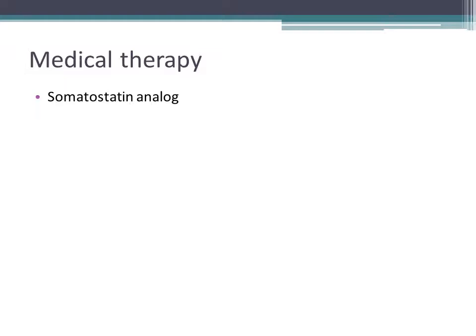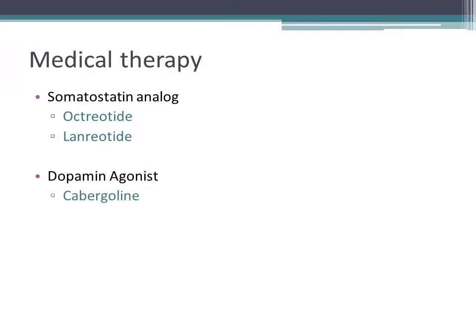So medical therapy, we have somatostatin analogs, which we utilize, including octreotide and lanreotide, and we have dopamine agonist, which is cabergoline, and we have growth hormone receptor blocker, which is pegvisomant. So how do we choose which one to treat those patients? The mainstay of treatment is octreotide, which is available in our hospital, and of course there's also lanreotide.